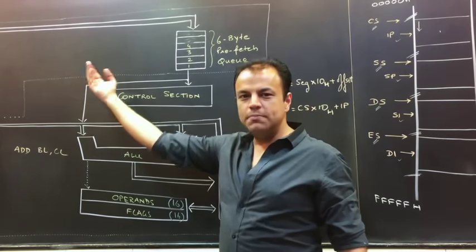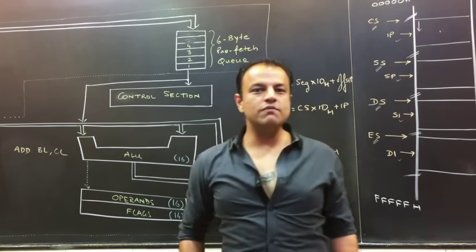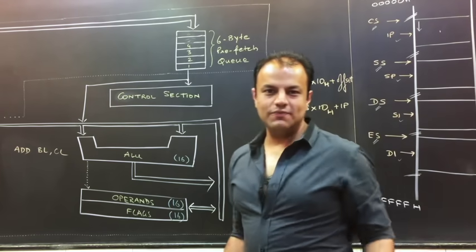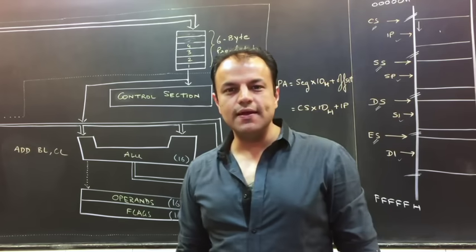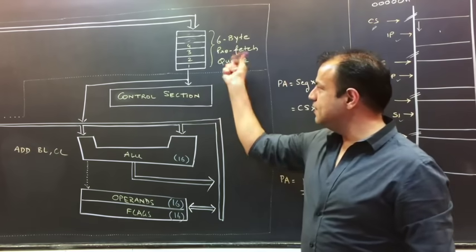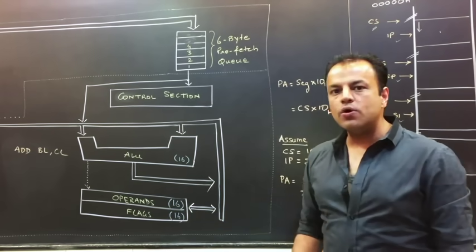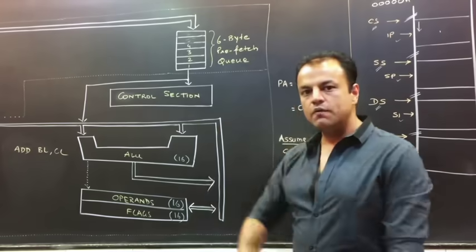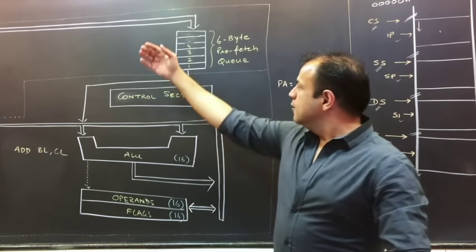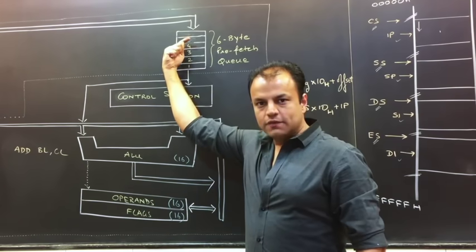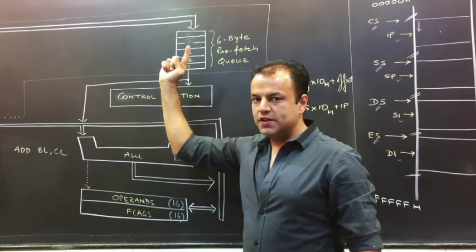Sometime or the other, BIU will have to refill the queue. When will BIU refill the queue? One option, a very laid back option: we'll wait for the whole queue to become empty, then we'll refill it. Is that a good idea? Obviously not. What does that mean? If the queue is empty and EU now wants a new instruction, it will have to wait for instructions to be fetched. We don't want that to happen. So the moment 1 byte of the queue becomes empty, BIU will refill the queue.